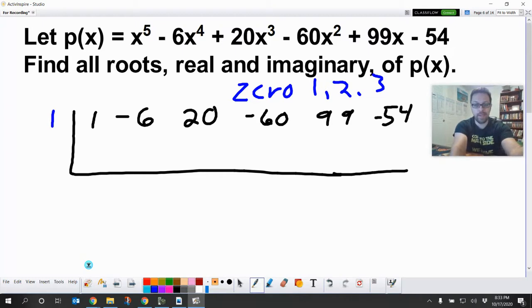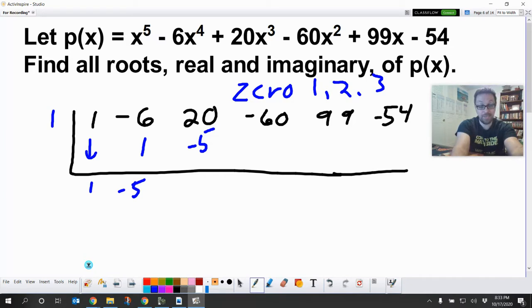And I'm going to use 1 first because that's really easy. So I drop the 1, I get 1. I put the 1 here because I do 1 times 1. I can do that even as tired as I am right now.